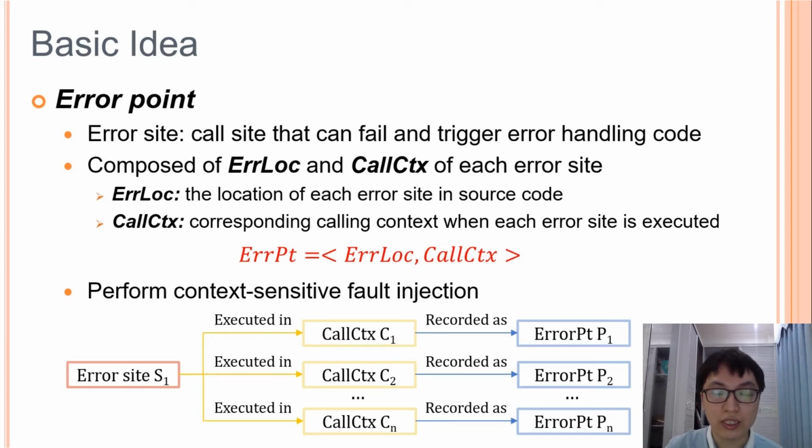Using error point, we can perform context-sensitive software fault injection. For example, when we have an error site S1 that can be executed in n different calling contexts C1 to Cn, we will record them as n different error points P1 to Pn. We can perform context-sensitive software fault injection by respectively injecting faults in P1 to Pn.